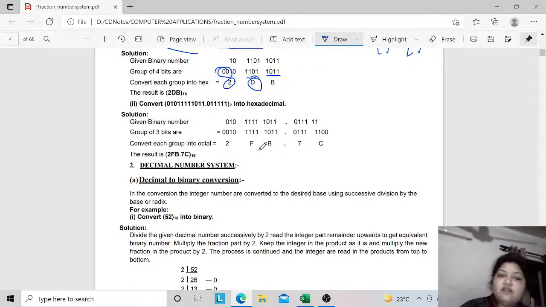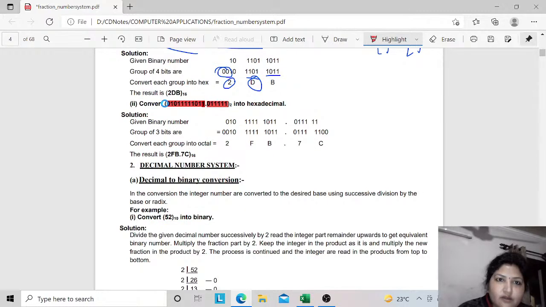Let us take a fraction number as well. Understand clearly how it works. It would be my fraction part and this would be my integral part. Because it's a hexadecimal number, we have 2 raised to the power 4 bits, so we are making groups of 4, moving from left to right, integral part first and then the fraction part.